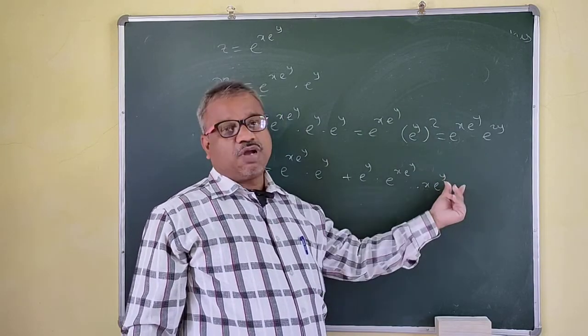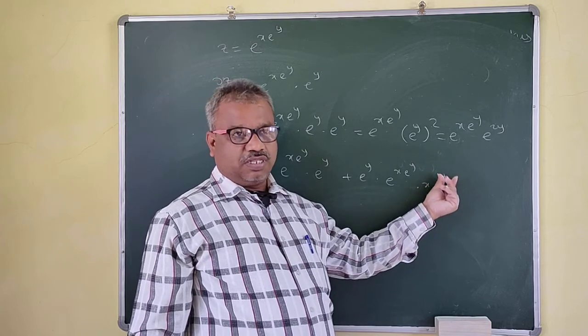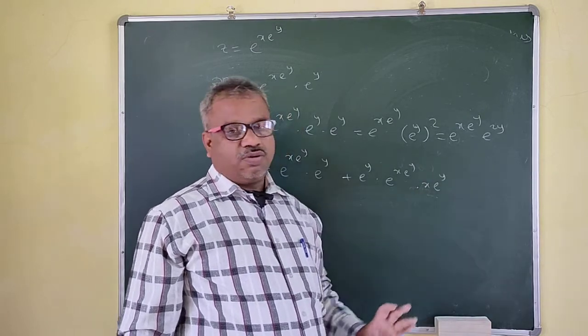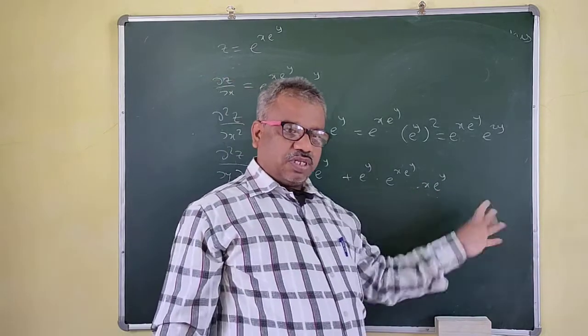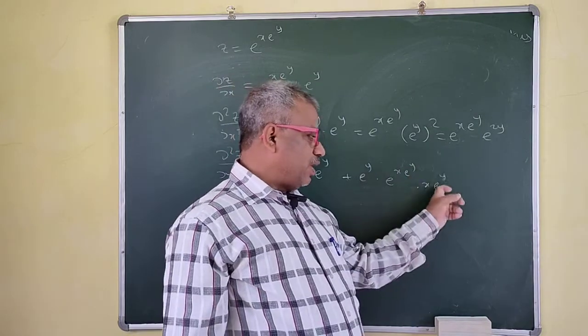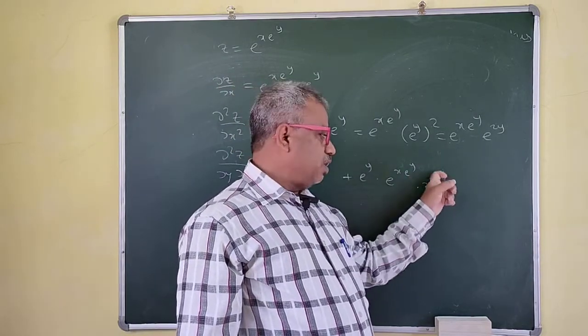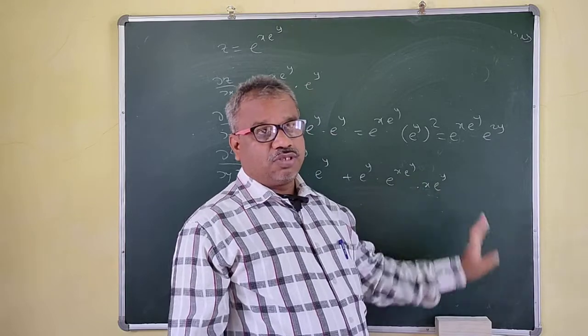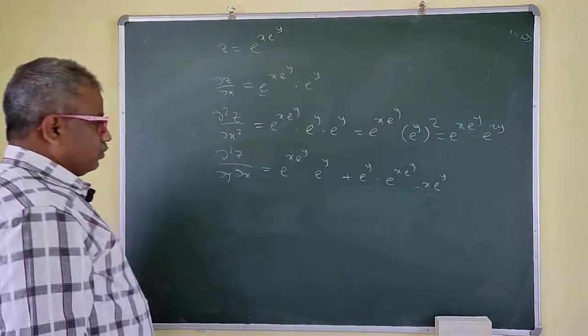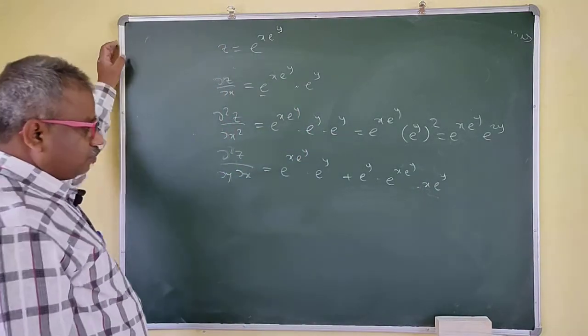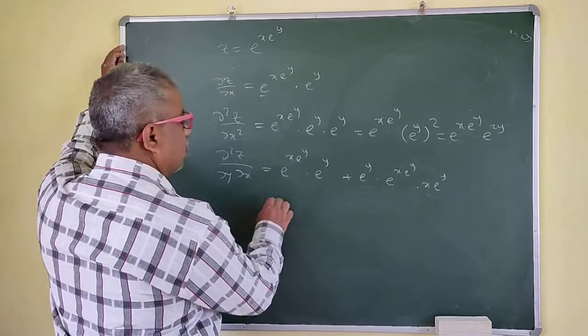Actually, again you have to apply e raised to something, but this is y, so there is no need to write the derivative of y because it is 1. If it were e^(2y), then a 2 would be here: e^(2y) into the derivative of 2y would be there, right? Okay, so we'll write this.